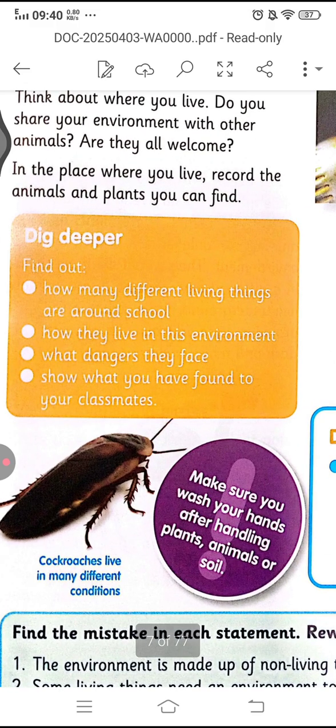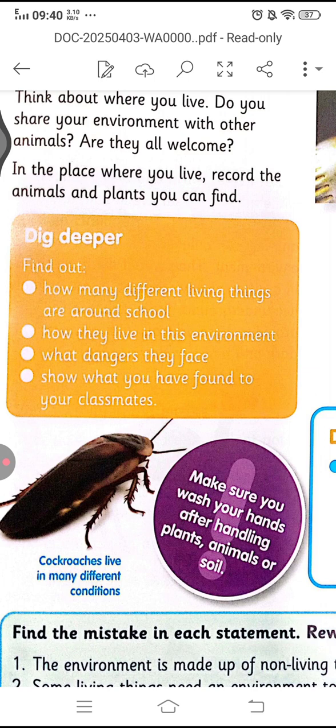Find out how many different living things are around school. How many different things are in our living things that are around our school? There are human beings. There are plants. There are birds, insects.